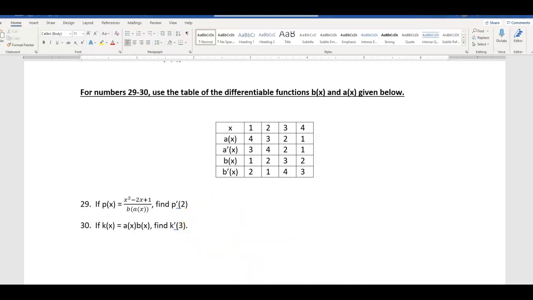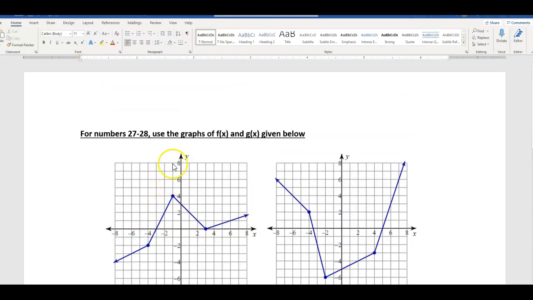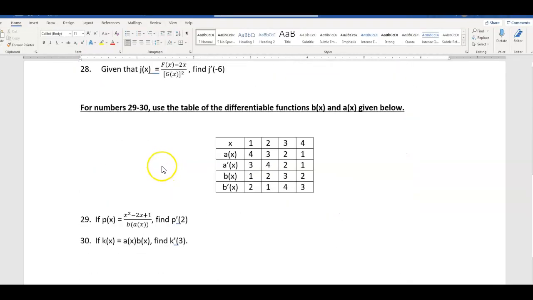All right, and that does it for our study guide. So I've included the odd ones here as extra practice for you guys, and you can look at the answer key to see how you do on those if you want to.